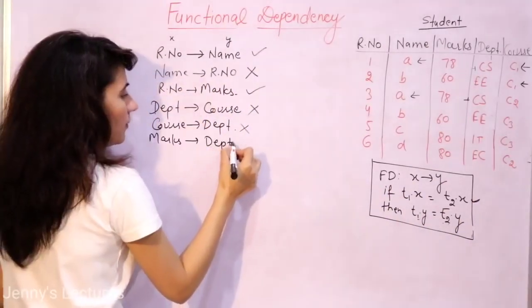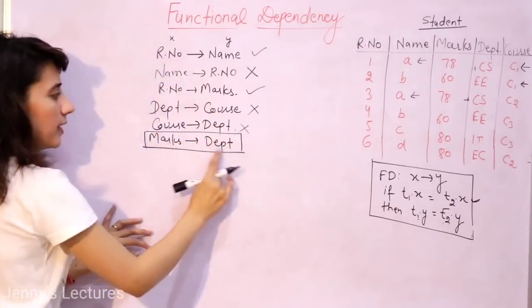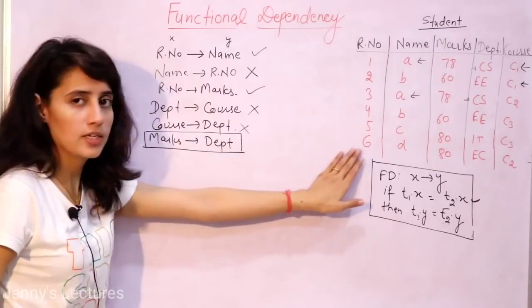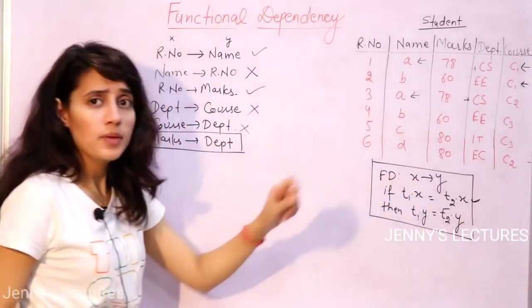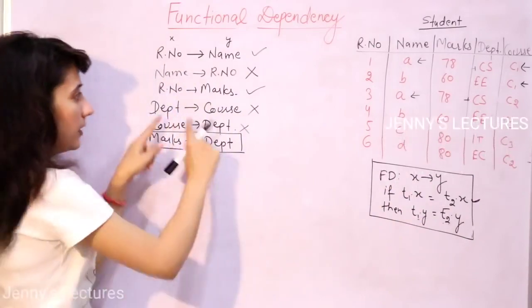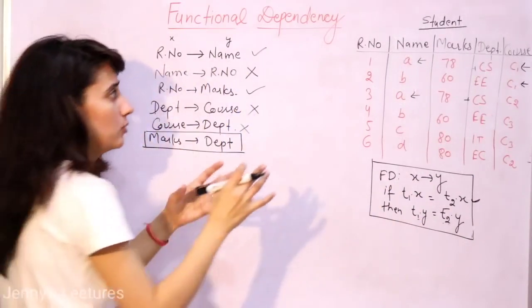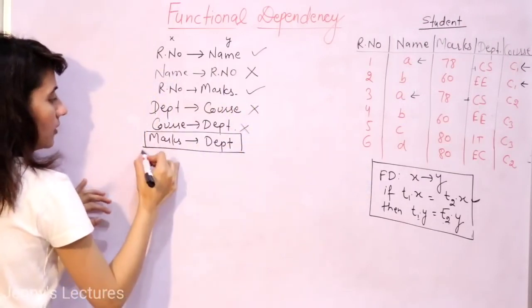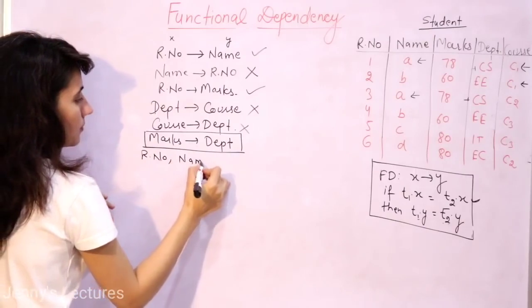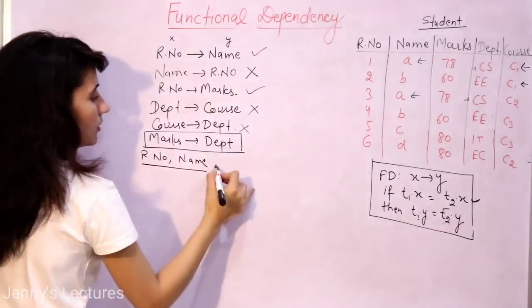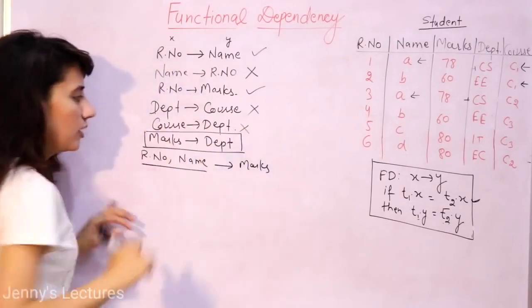Now you guys tell me, is this a functional dependency or not? Marks determines department from this relation, right? Now I have told you x and y may be sets of attributes. Here I am taking only one attribute in x and y. Now suppose I am taking a set of attributes. Let us check roll number and name, I am taking both, determines marks. Is this a functional dependency or not?